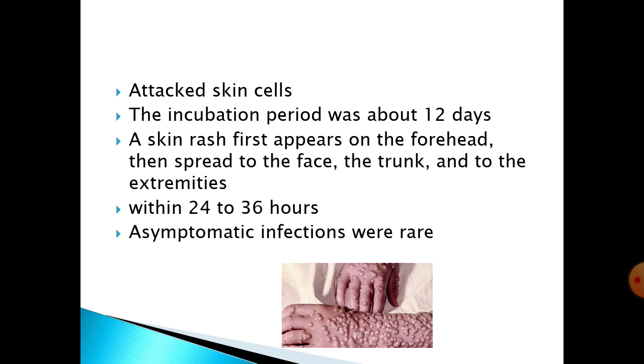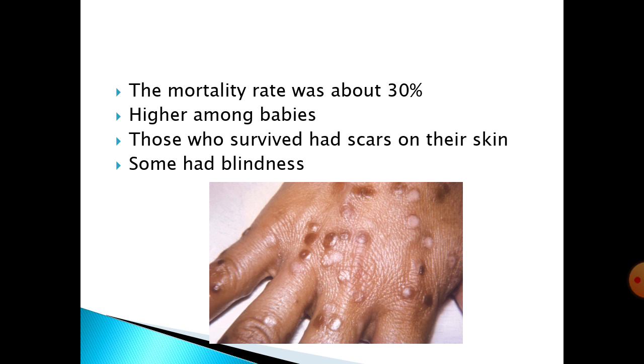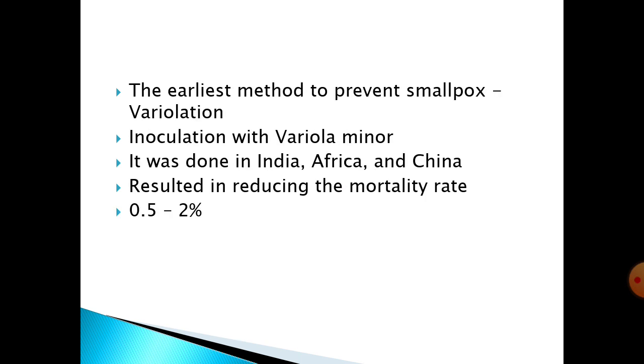Smallpox virus attacked skin cells. The incubation period was about 12 days. A skin rash first appears on the forehead, then spread to the face, the trunk, and to the extremities within 24 to 36 hours. Asymptomatic infections were rare. The mortality rate was about 30%, which was higher among babies. Those who survived had scars on their skin, and some had blindness also.